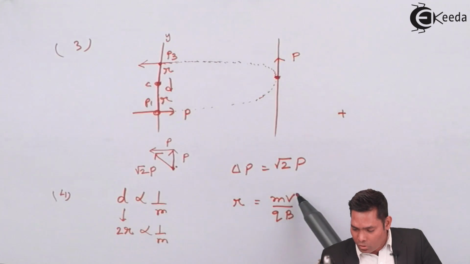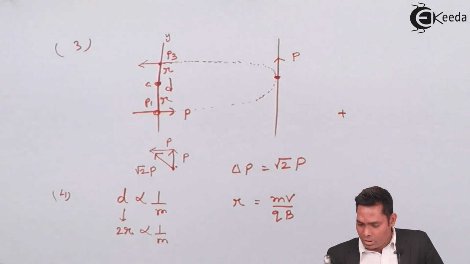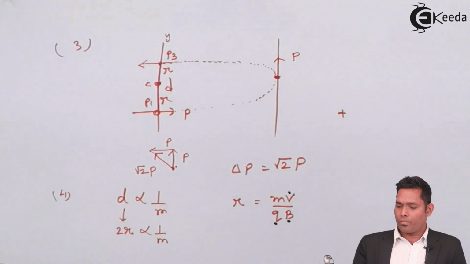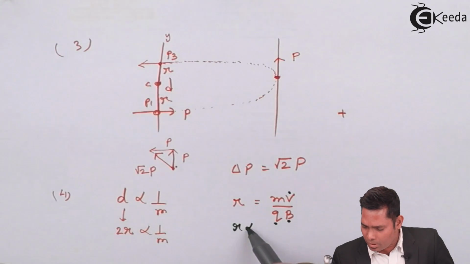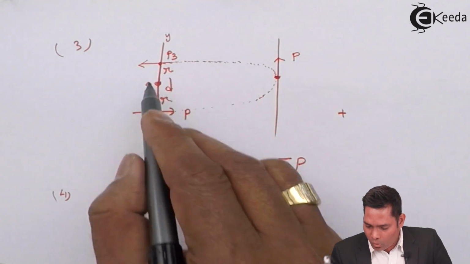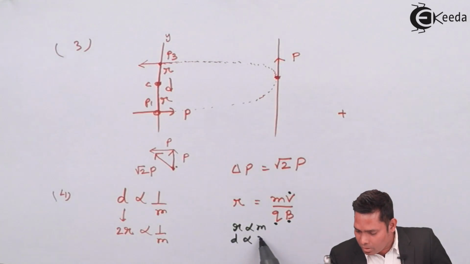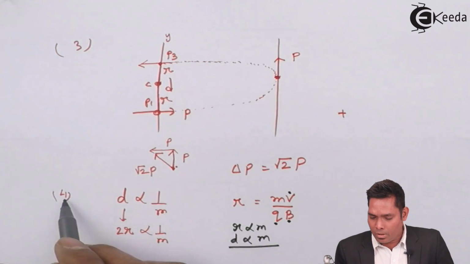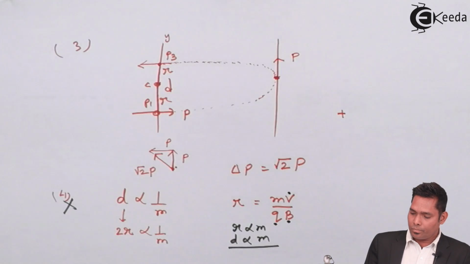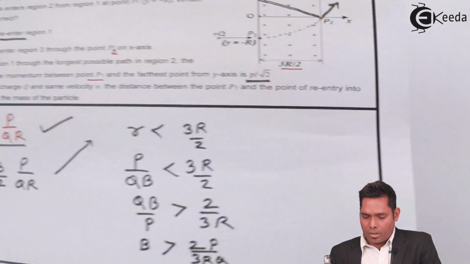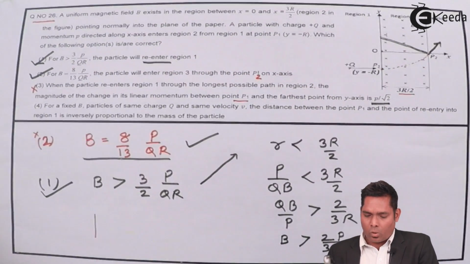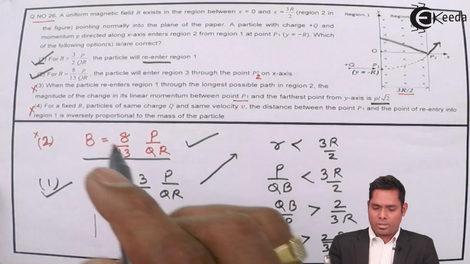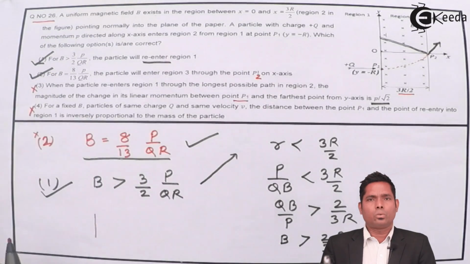You can see that we are making three quantities constant: v constant, b constant, and q constant. Then r is proportional to m, and the 2r or d that we are considering is proportional to m. So d is proportional to m, d is not inversely proportional to m. This option is wrong. So option number 4 is also wrong. So to this question we have only two answers correct, option 1 and option 2. Okay.